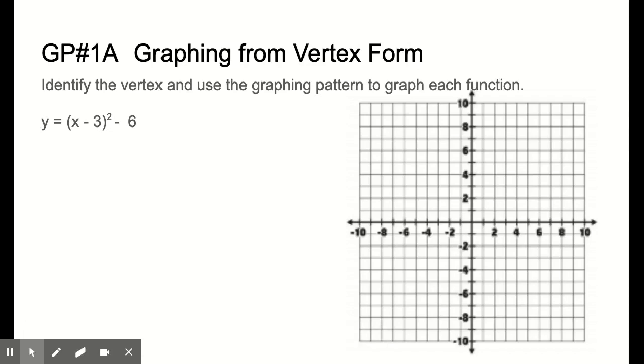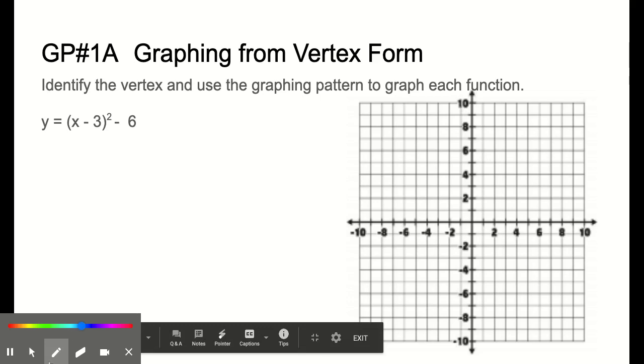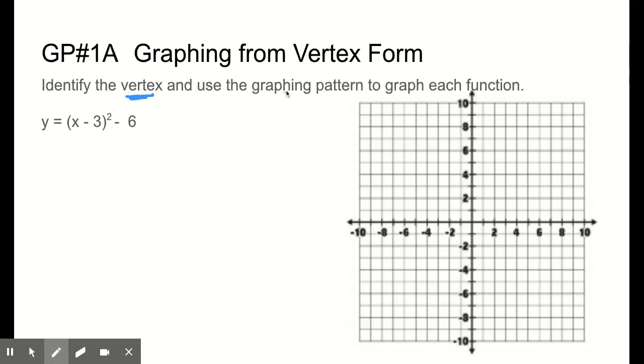So for GP1A, we are asked to identify the vertex and use the graphing pattern that we've been talking about to graph the function. So no longer do we want to use the table of values to graph our function. Now recall from the vocab that vertex form is y equals a times x minus h squared plus k.